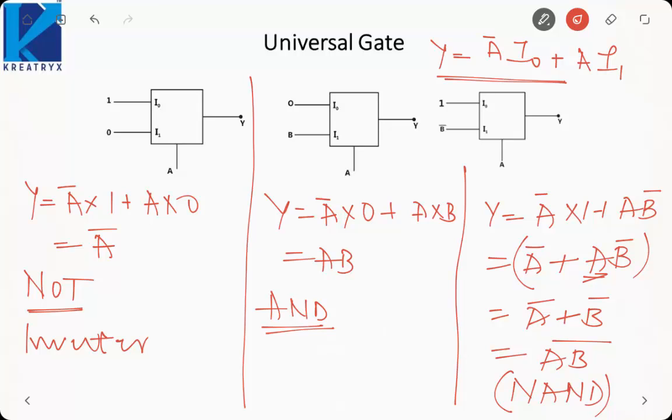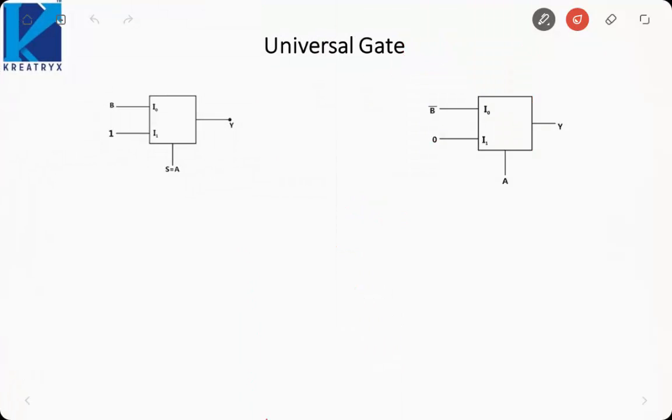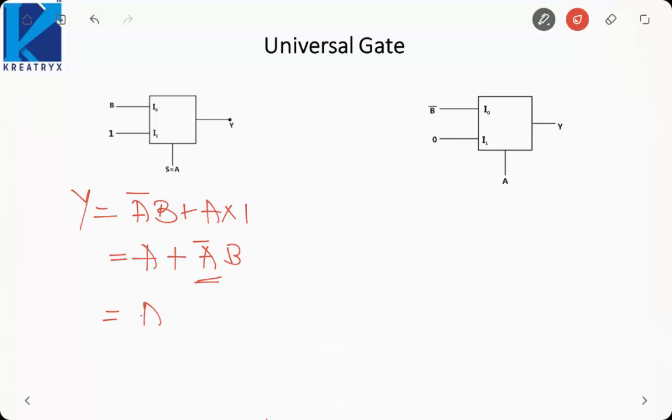Now let us see if an OR gate can also be implemented. Suppose I am giving you this. So try to identify yourself also. If you calculate yourself, then it would be better. It will be A bar B plus A into 1, so it will be A plus A bar B. Now I know this term is redundant, so it will be A plus B. So it is an OR gate.